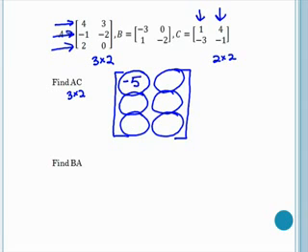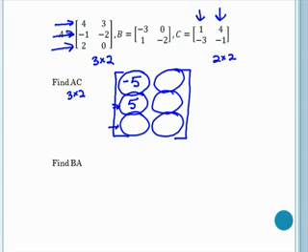Okay, so this next one right here, second row, first column. So second row, we're taking negative 1 and negative 2 times the elements in the first column. So we need negative 1 times 1, so that's negative 1. And then negative 2 times negative 3 is positive 6. So negative 1 plus 6 is 5.